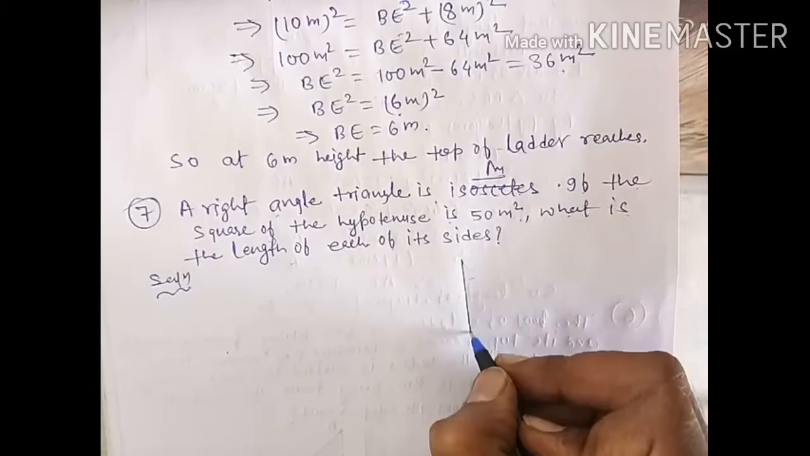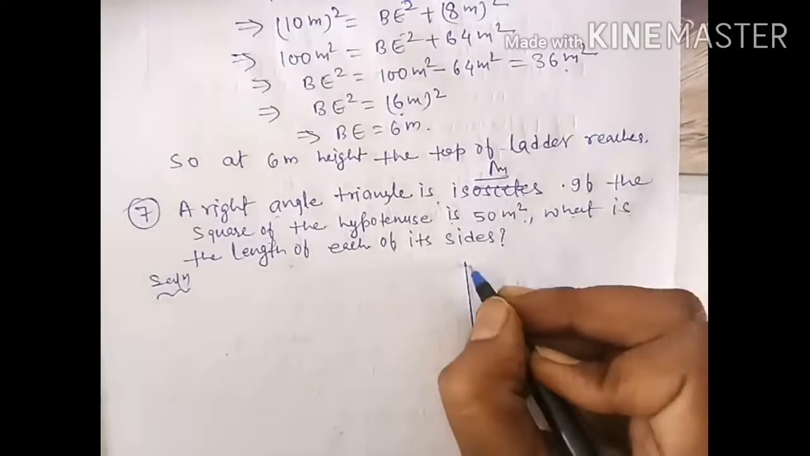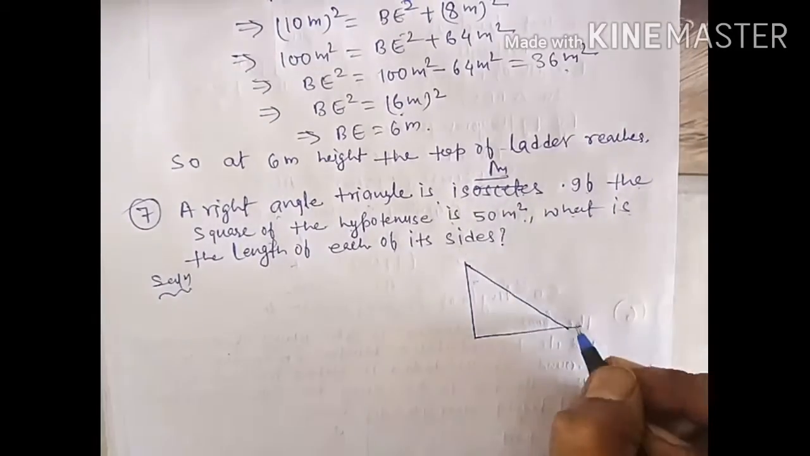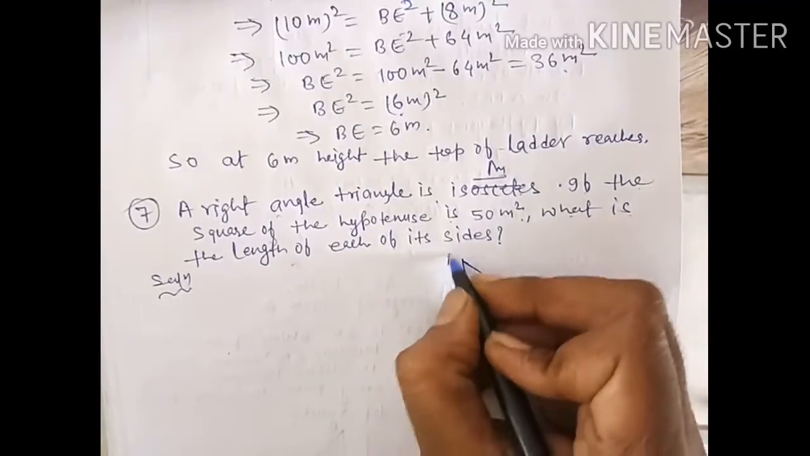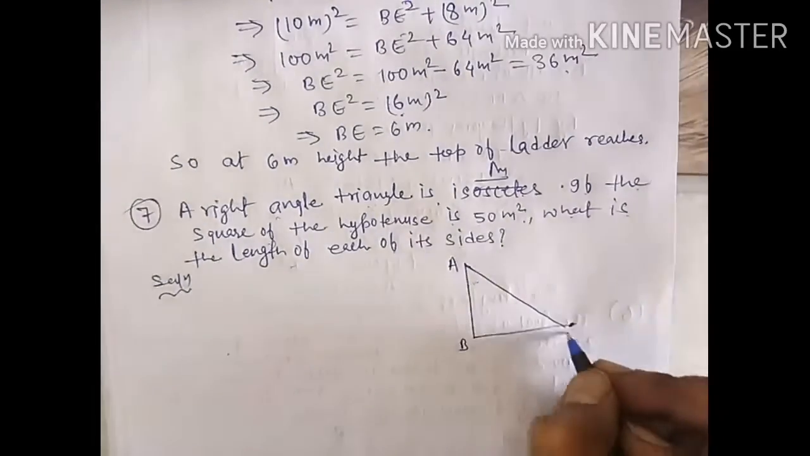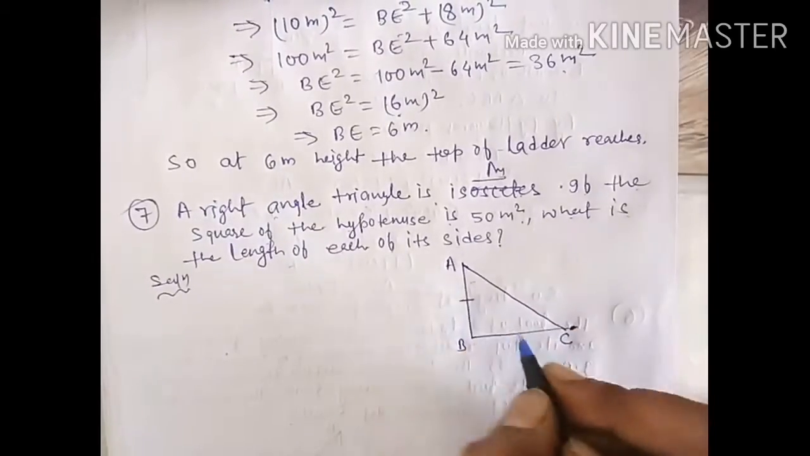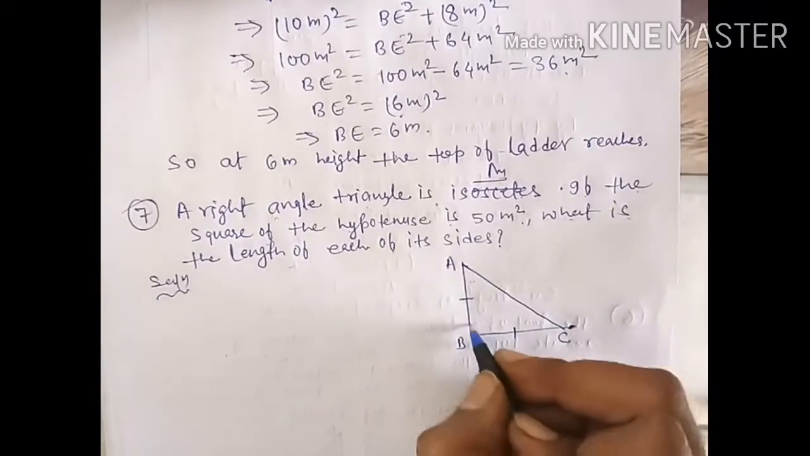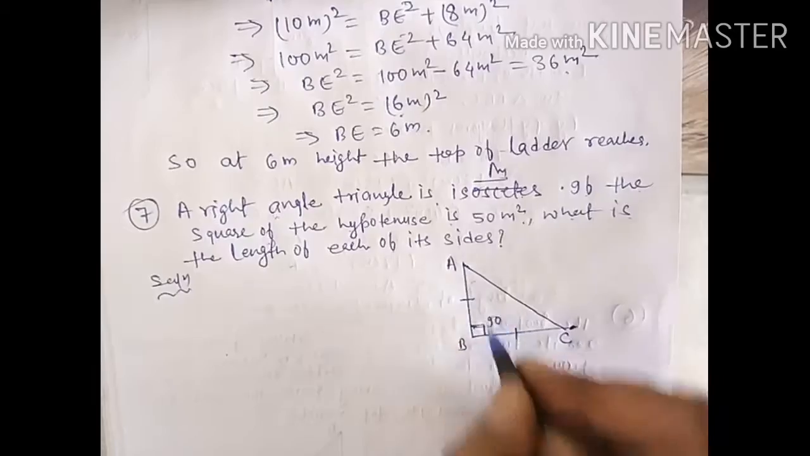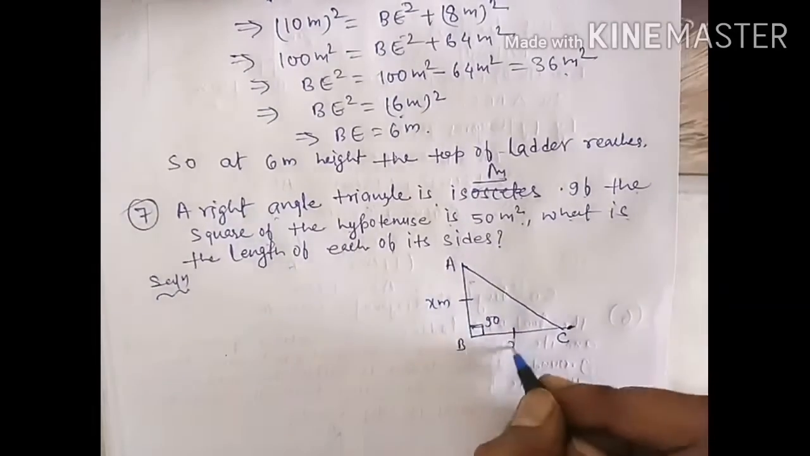First we make a right angle isosceles triangle. We know that in a right angle triangle the hypotenuse is the longest side. So the sides AB and BC are equal. Let this be x meter.